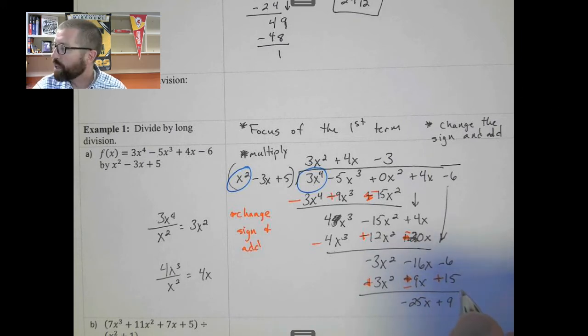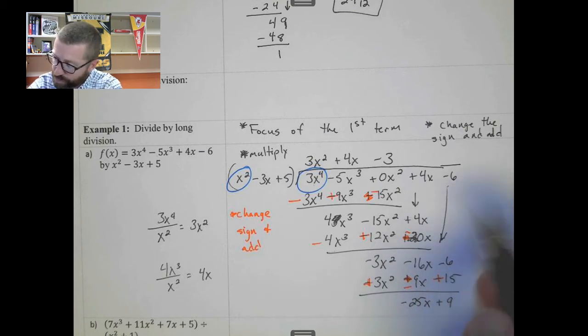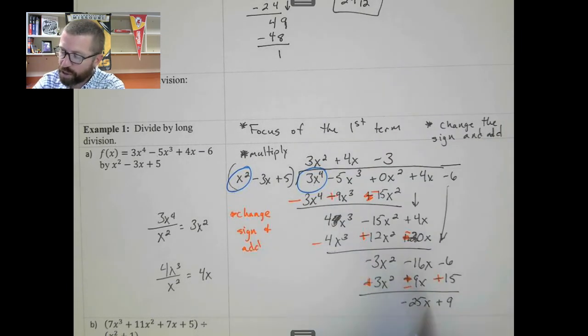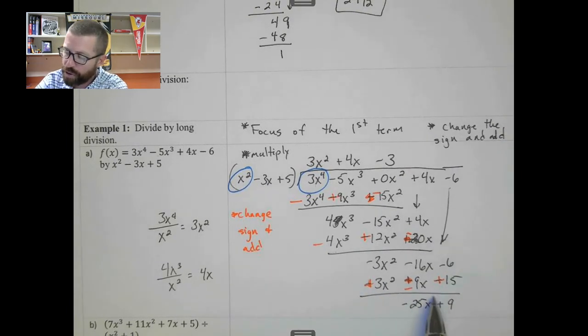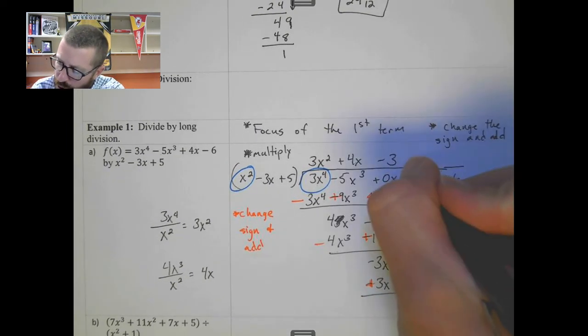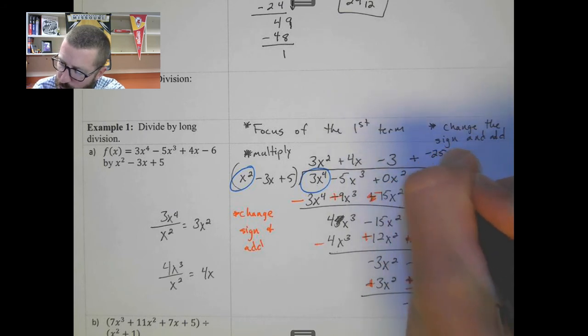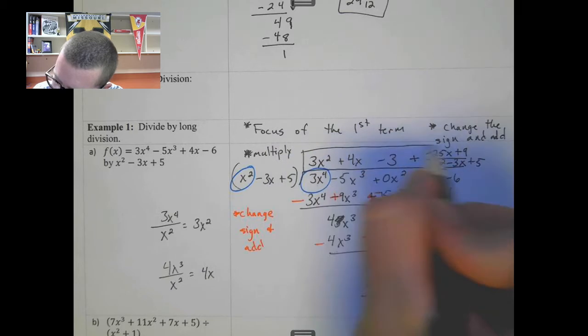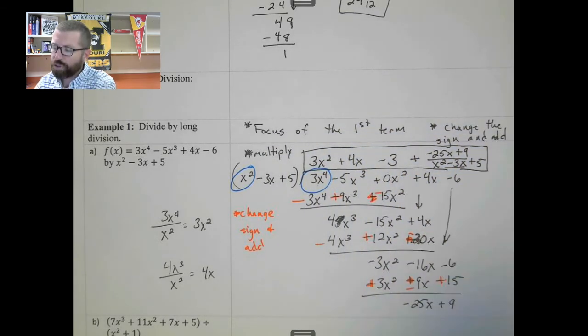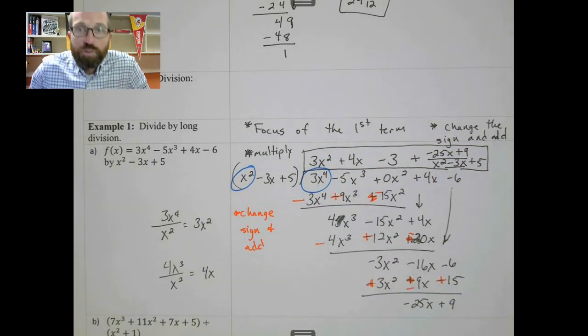Okay, so then you have a remainder. So this x squared is too big to go into this x. We can't divide it, so it's too big. That's how you know you're done, when this exponent's bigger than this exponent. And so we can write our remainder as plus negative 25x plus 9 divided by x squared minus 3x plus 5. And so there is your answer for this long division.